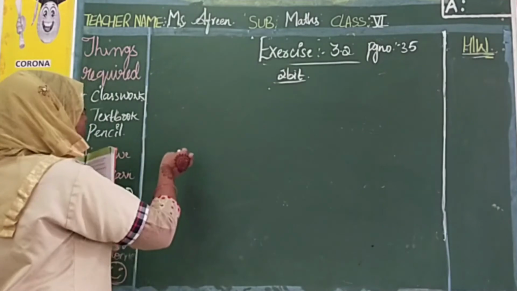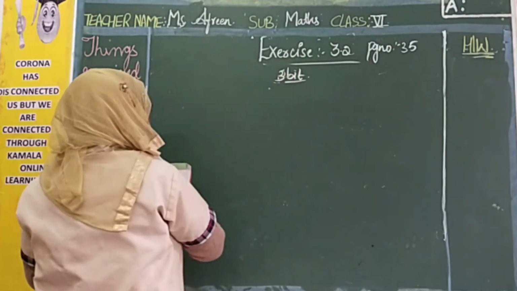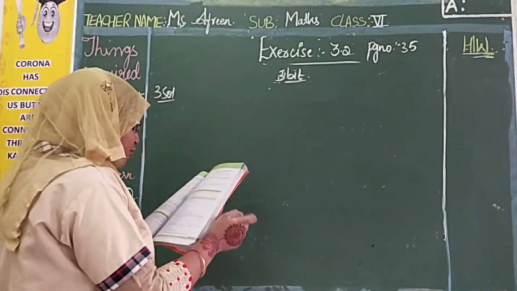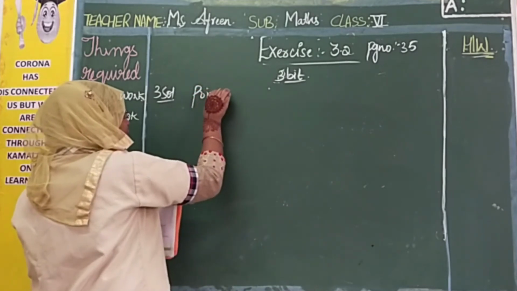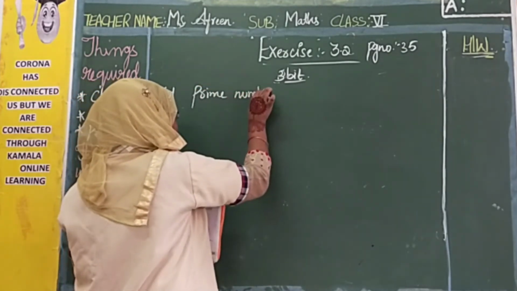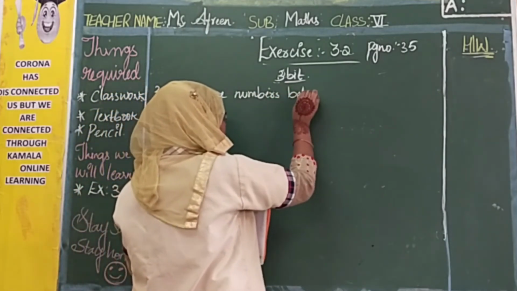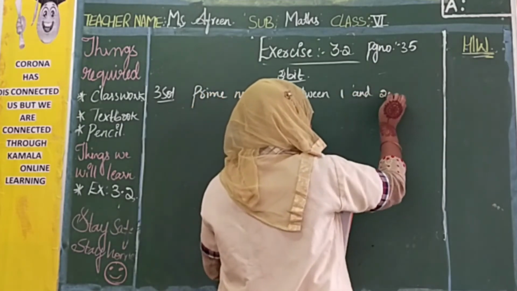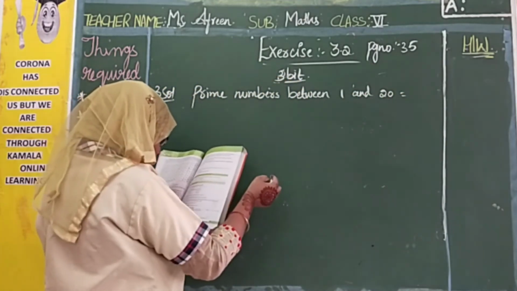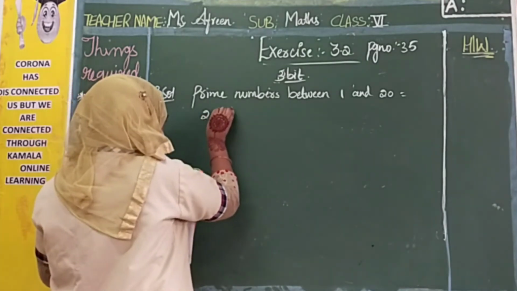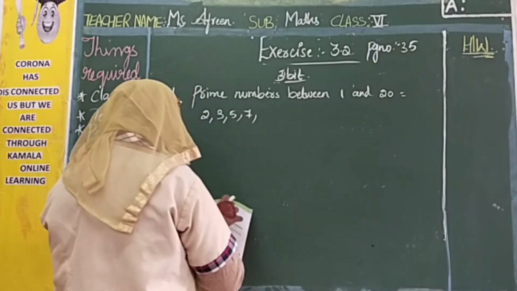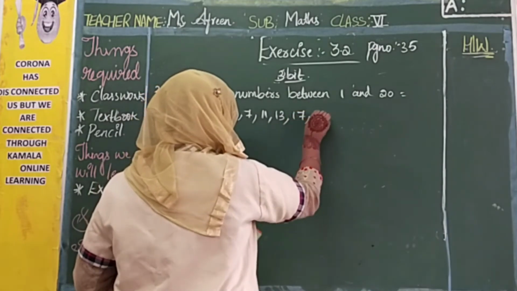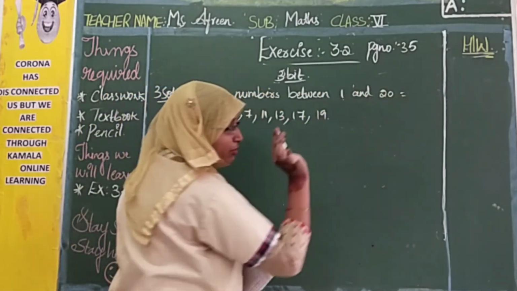Let us first write the prime numbers between 1 to 20. Third question: what is the greatest prime number between 1 to 20? First let us write the prime numbers between 1 and 20. That is 2, 3, 5, 7, 11, 13, 17 and the last, the highest, is 19, between 1 to 20.